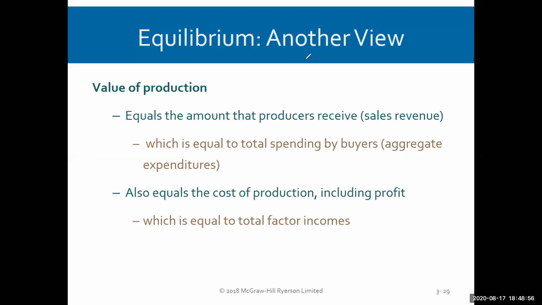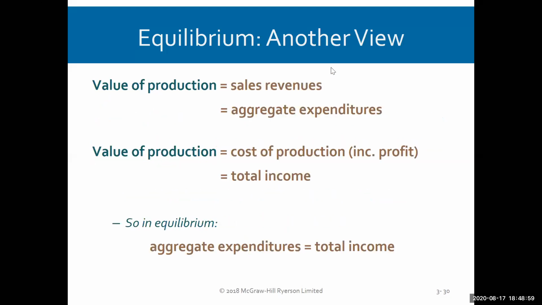So let's restate that on this next slide. If we have a look at this here, we see that the value of production is equal to the aggregate expenditures. We summarize that from the previous slide. And the value of production is also equal to the total income. So when those two are balanced, or in equilibrium, aggregate expenditures must equal total income. So that's going to be our new concept of equilibrium, where the aggregate expenditures equal the total income.